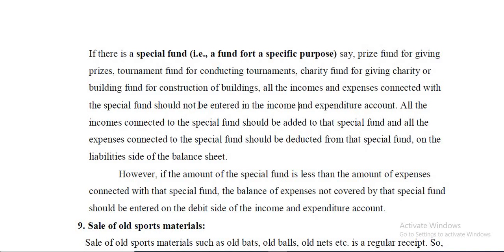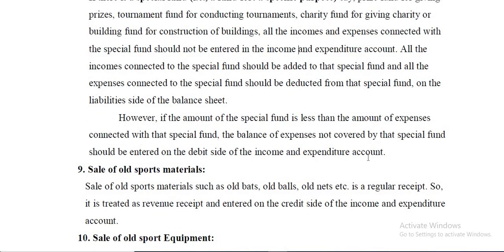Should not be entered on the income and expenditure account. Since that is the revenue generated from special fund, that should be added to special fund only. That should not be entered in the income and expenditure account. All the incomes connected to special fund should be added to the special fund, and all the expenses connected to the special fund should be deducted from the special fund on the liabilities side of the balance sheet.